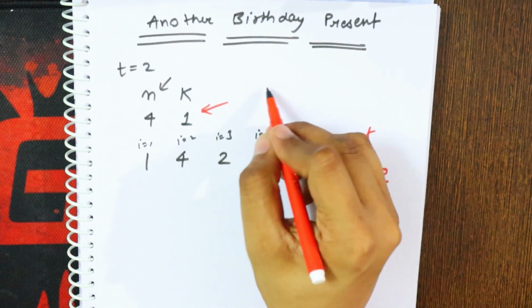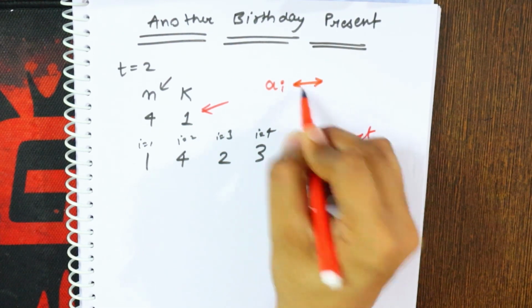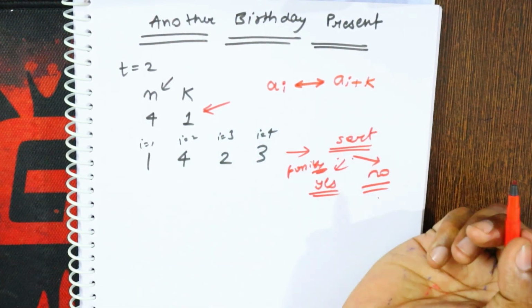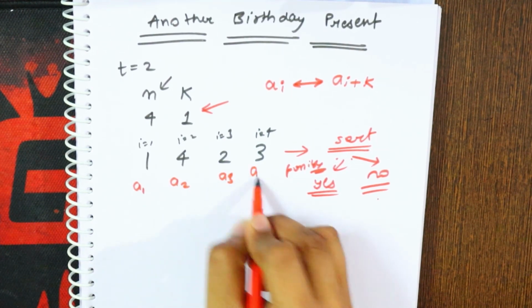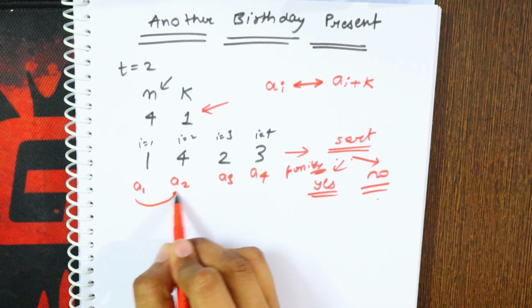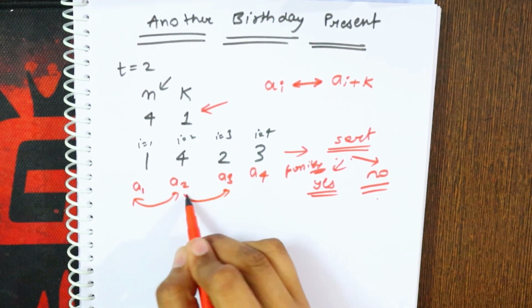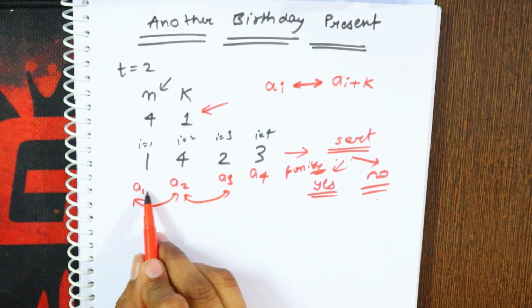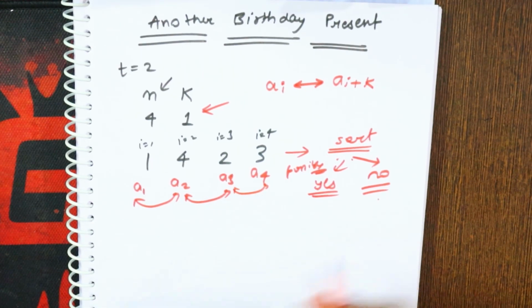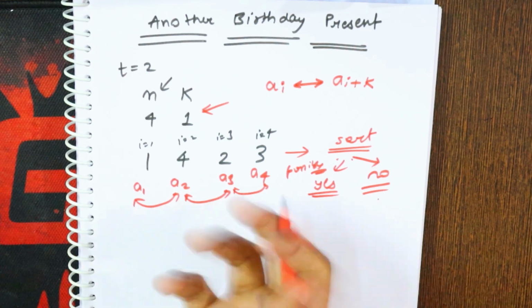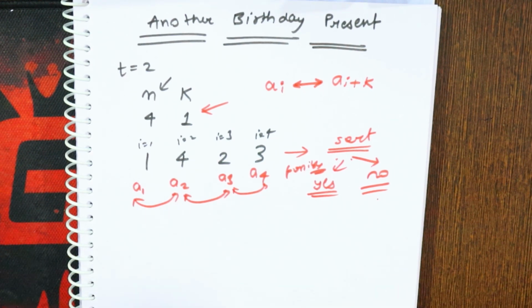It is possible if I can swap A of I with A of I plus K. What this means is that, if A of 1, A of 2, A of 3, A of 4 are given, I can swap A of 1 and A of 2, I can swap A of 2 and A of 3, and I can swap A of 3 and A of 4. So the final thing I get is that I can swap anything with anything. Any number of swaps are possible, and I can swap these elements anyhow.